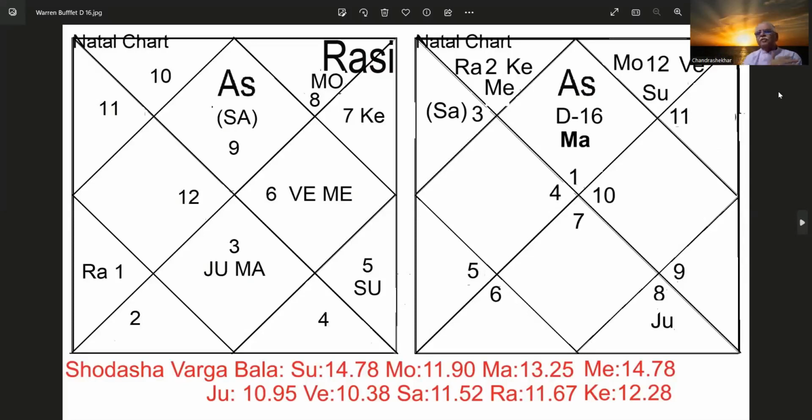How many Vargas? ShoDashāMsha means 16. So here, 16 Vargas we are looking at. This is where the ShoDashāMsha gets the maximum number of points.